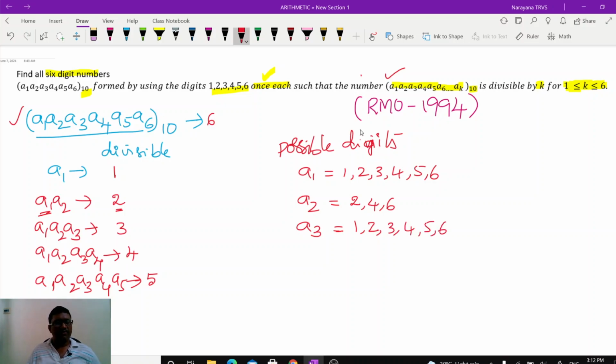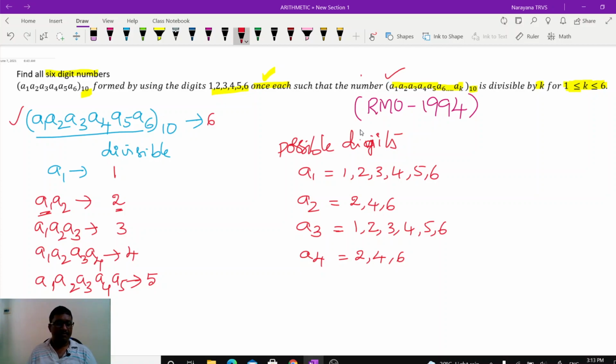Now A1, A2, A3, A4 must be divisible by 4. That's why A4 will have either 2, 4 or 6. We know the divisibility rule of 4: the last 2 digits must be divisible by 4. This is the condition when a number is divisible by 4.